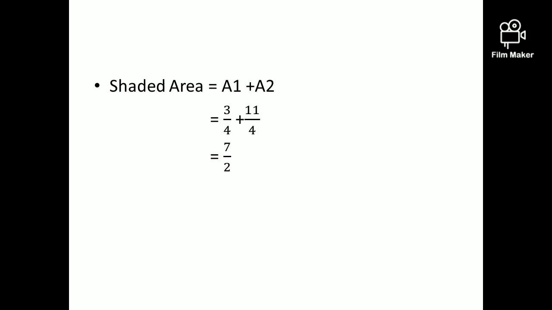Then you can obtain the final answer by adding area 1 and area 2, that is 3/4 plus 11/4. You will obtain the final answer as 7/2. Hopefully you have a better idea how to find the area between curves.